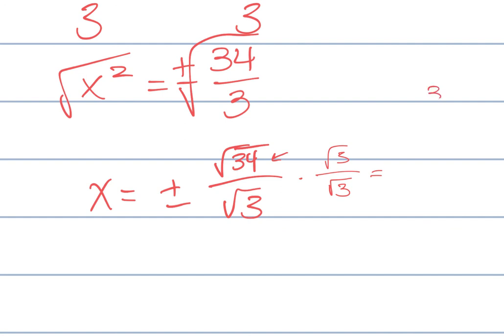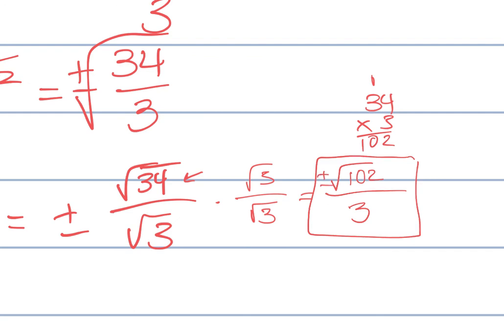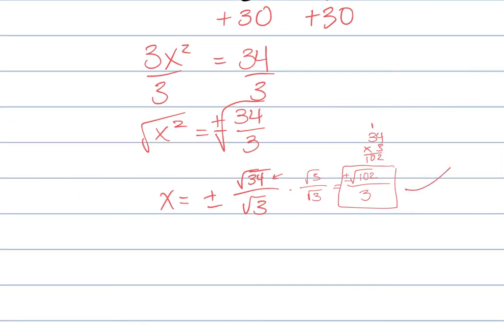well, let's do it. 34 times 3. 3 times 4 will give me 12, so bring down your 2. Bring up your 1. 3 times 3 is 9, plus 1 is 10, so 102. So we've got the square root of 102, which also has no factors that are perfect squares. And then over the square root of 3 times the square root of 3 is the square root of 9, which is just 3. So this is our final answer. We stick a plus or minus on it, and we are Gucci.